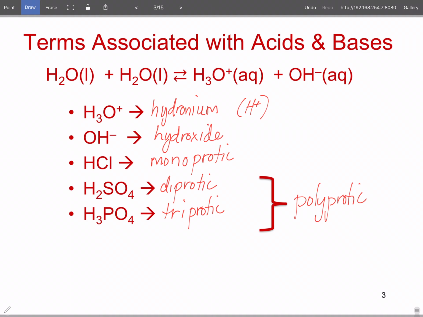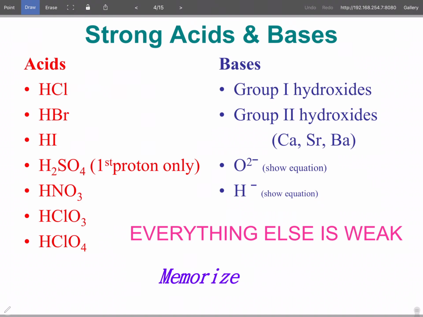Now, if we have something, and I'm making up an acid here, I don't know if this one's actually real or not. Okay, this would be the acidic protons. These would be structural, so you can't lose the structural protons, you can only lose the ones out front.